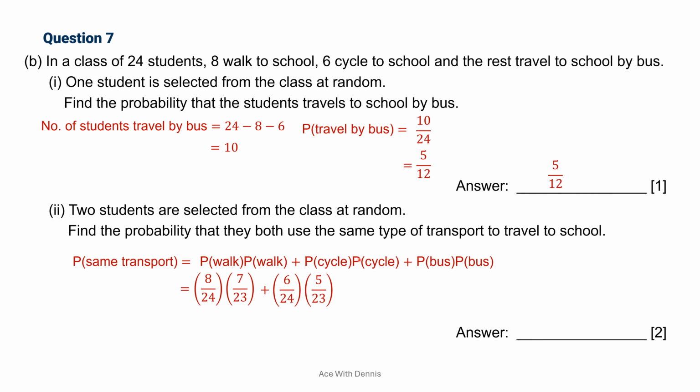Next, same for the cycle. So at first there are 6 students out of 24. This is the probability to choose the first student. And for the second student, the number will be reduced by 1, so it's 5 out of 23. Same for the bus, it is 10 out of 24, because we have 10 students, we get from here. Out of a total of 24 students, this is the probability to get a first student. And the second student, they reduce by 1, so it's 9 by 23. Then we calculate everything using a calculator, we get 22 over 69. Hence, the answer is 22/69.